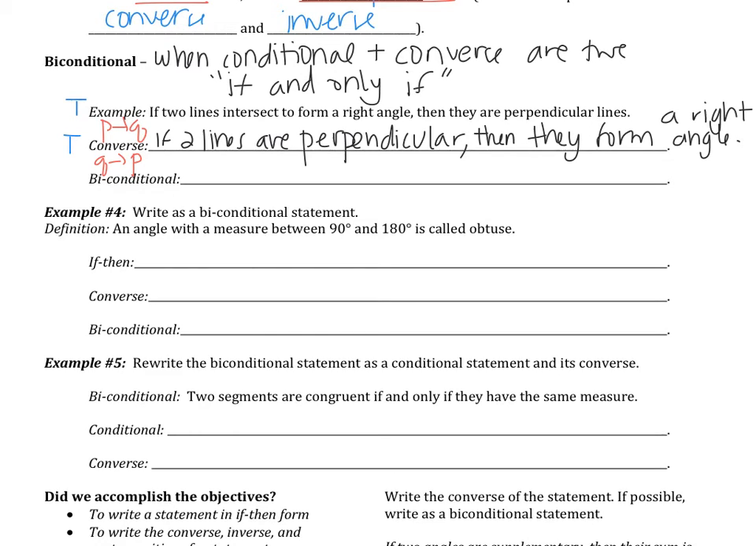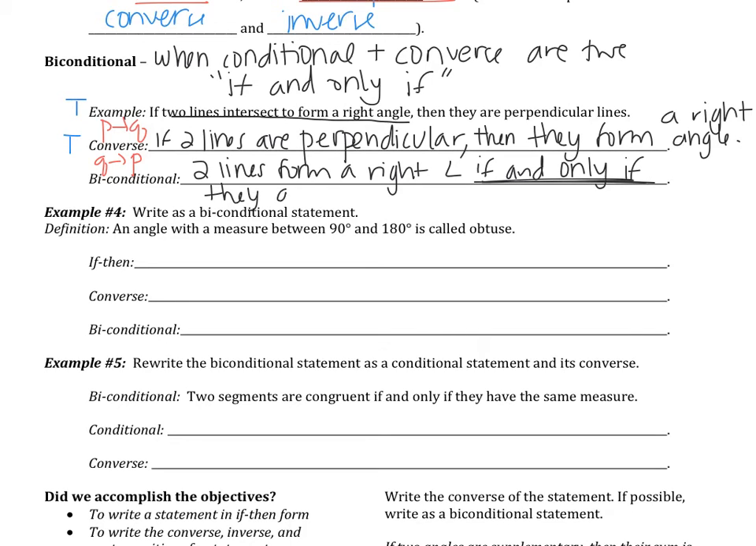The biconditional would be: two lines form a right angle. So that would be my hypothesis part. If and only if. Okay, so this is what makes it biconditional. They are perpendicular lines. So that's the conclusion part.